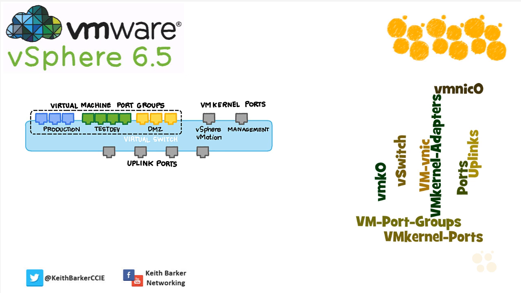Or if they asked us, what does a VM kernel port do? We could let them know that anytime the ESXi host itself needs to communicate using the TCP/IP protocol stack, it's going to do that logically through a VM kernel port that's associated with the vSwitch, so it can have the connectivity through the uplinks, the VM NICs, out to the external world.